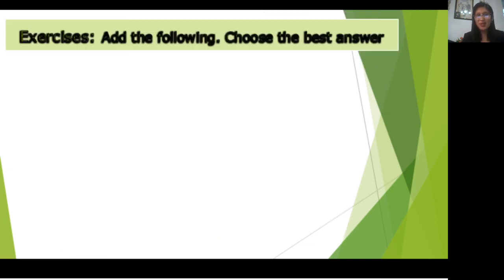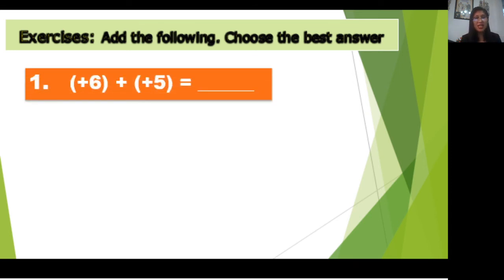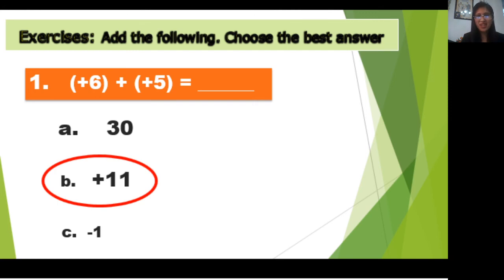Let us try if you have understood our lesson. Okay? You just add it, then choose the best answer. Alright. Positive 6 plus positive 5. Is it A, 30, positive 11, or negative 1? The sum is positive 11 or simply 11.